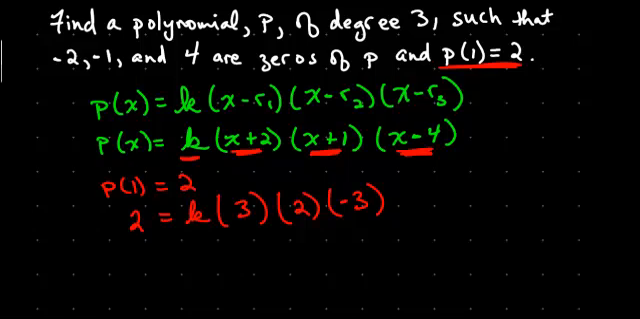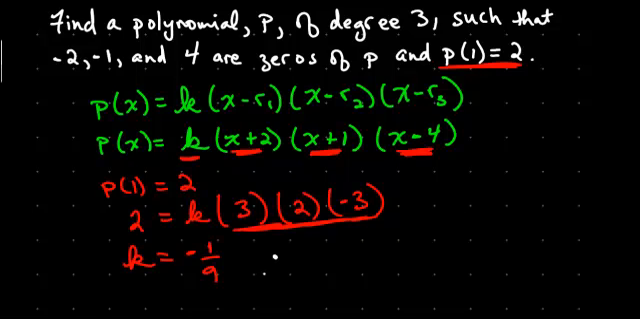So I have 2 equals k times 3 times 2 times negative 3. And what do we get that k equals? So multiply here on this side, and we get 3 times 3 is 9, times 2 is 18. So that's going to be a negative 18. So we multiply all this out and then divide both sides by negative 18, and we get k equals negative 1/9. So we get our answer.